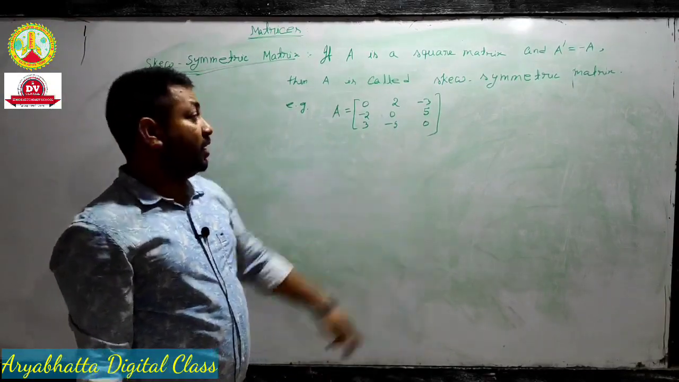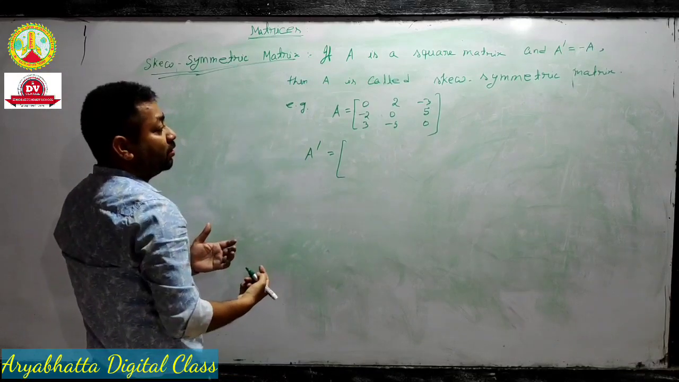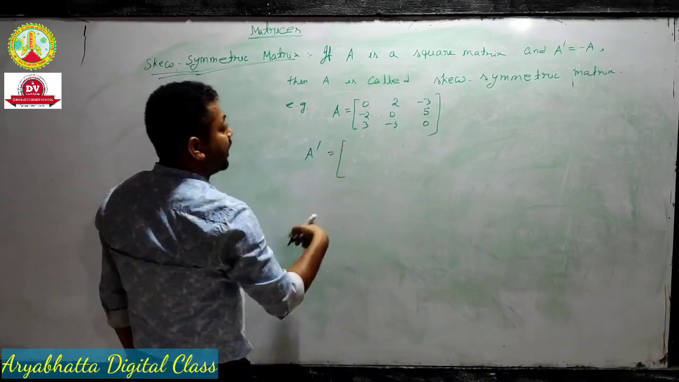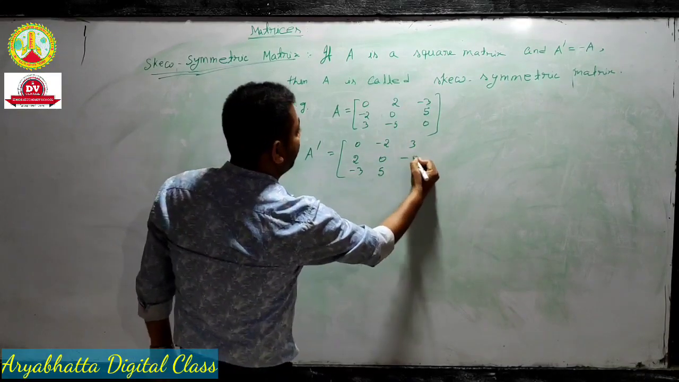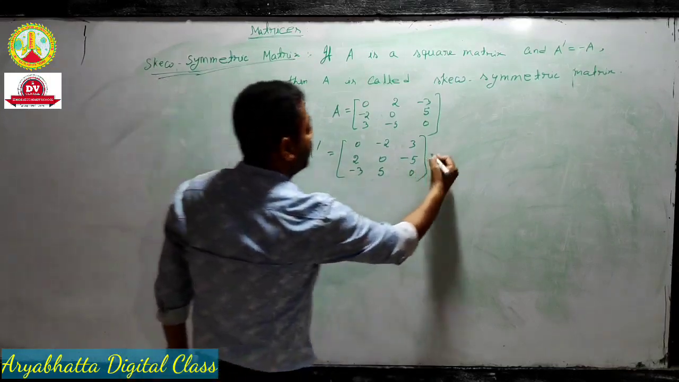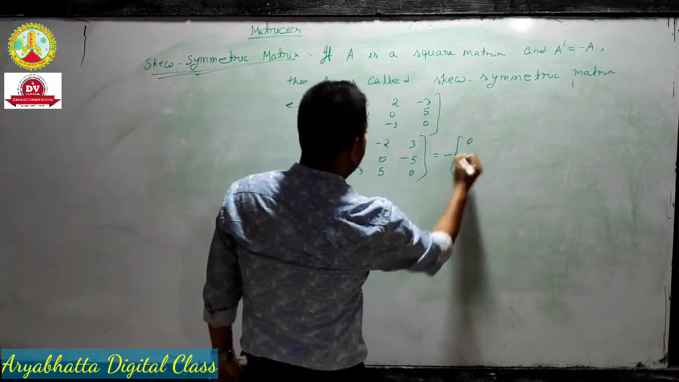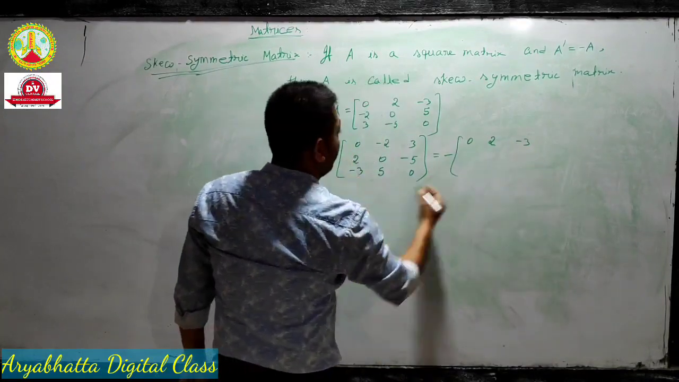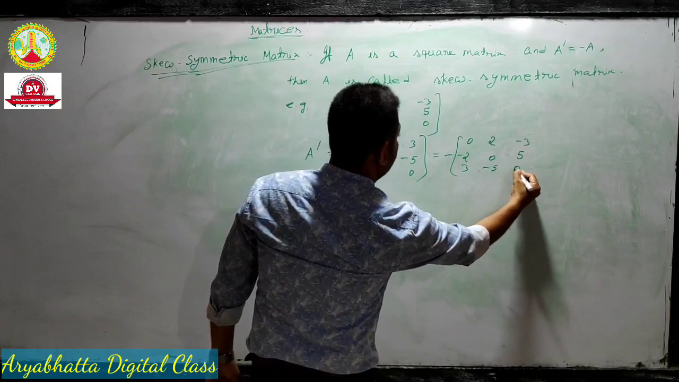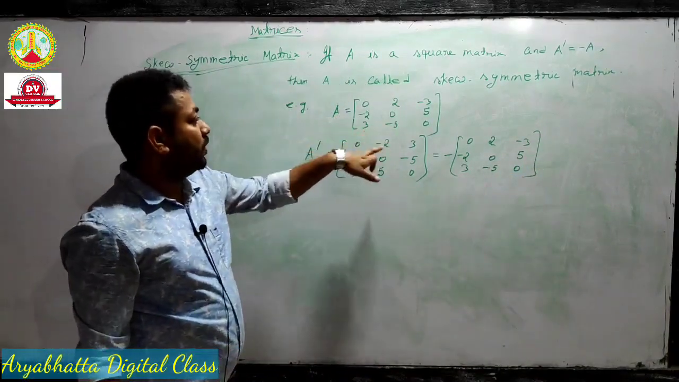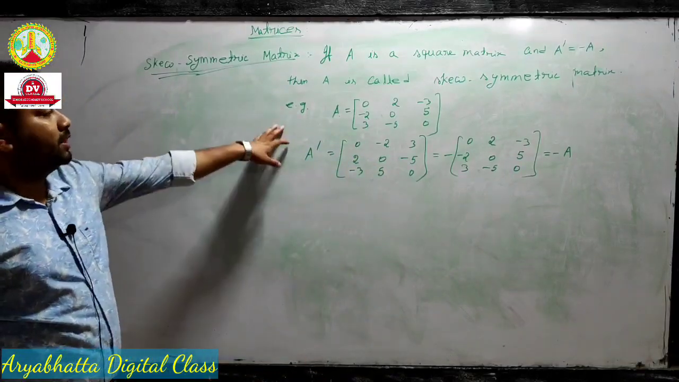A is called a skew-symmetric matrix because A dash, the transpose of A, is obtained by interchanging rows into columns and columns into rows. Therefore, we have 0, 2, minus 3; minus 2, 0, 5; 3, minus 5, 0, which, taking minus common from this matrix, is equal to minus times the original matrix, which is minus A. Here A dash is equal to minus A. Therefore, A is called a skew-symmetric matrix.